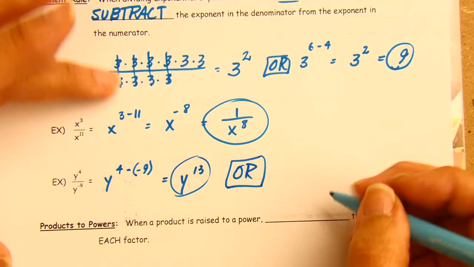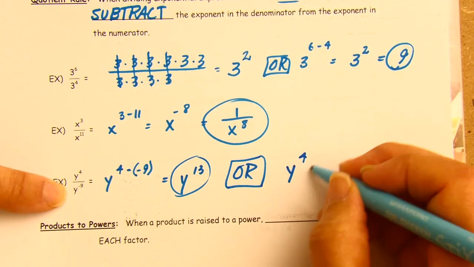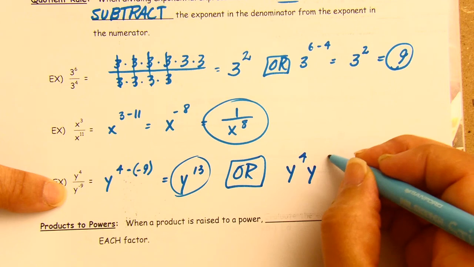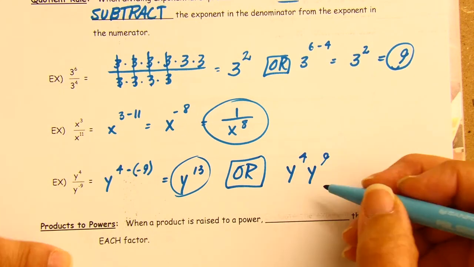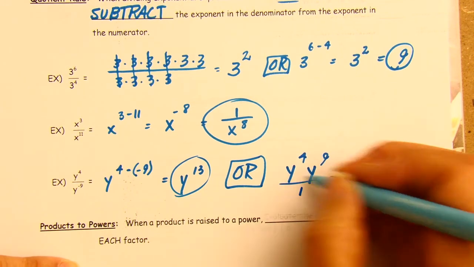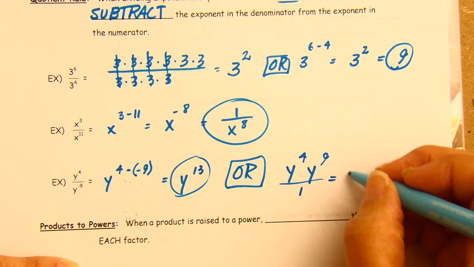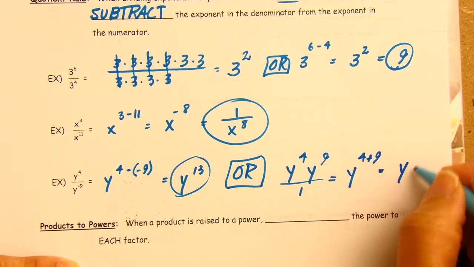Or, you could think of this as y to the power of 4, just like I said, being multiplied with y to the power of 9 because you're bringing the negative exponent up. These two are both now in a numerator, over 1. And now you're going to add the exponents. This is y to the 4 plus 9, which is y to the power of 13. Either way, you get the same answer.